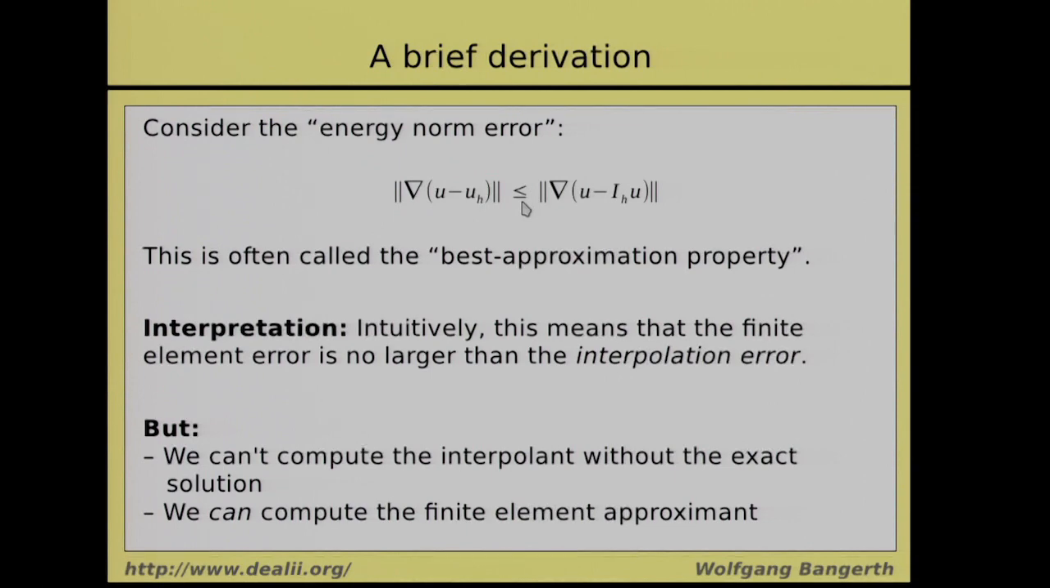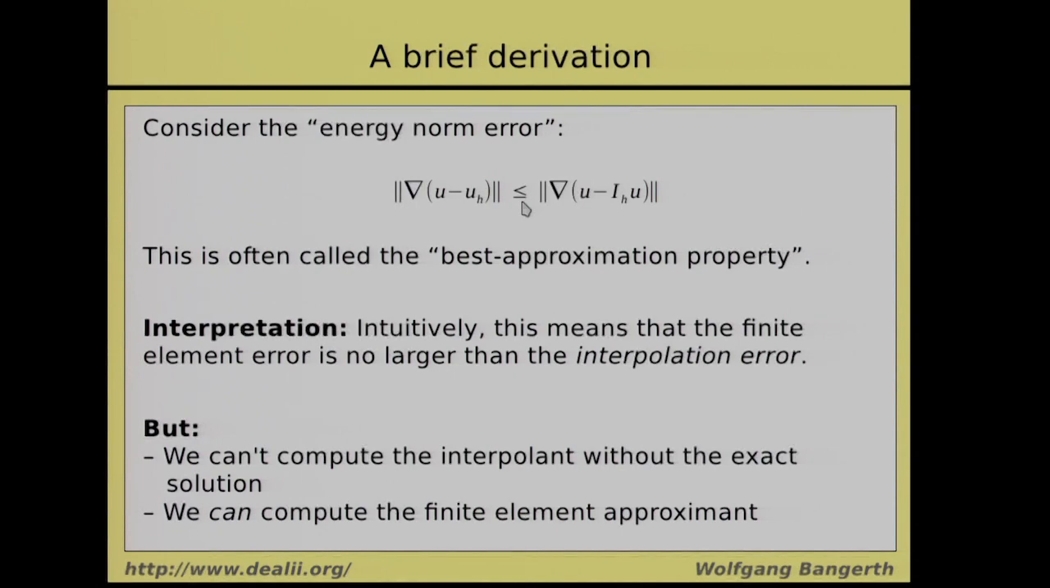So this best approximation property really tells us that the finite element solution is actually pretty good. It is at least as good as something that we could do on a piece of paper, namely if we knew the exact solution and approximated it with piecewise linears.